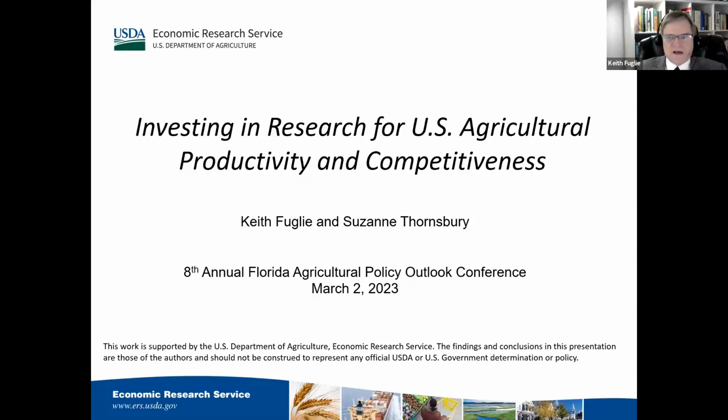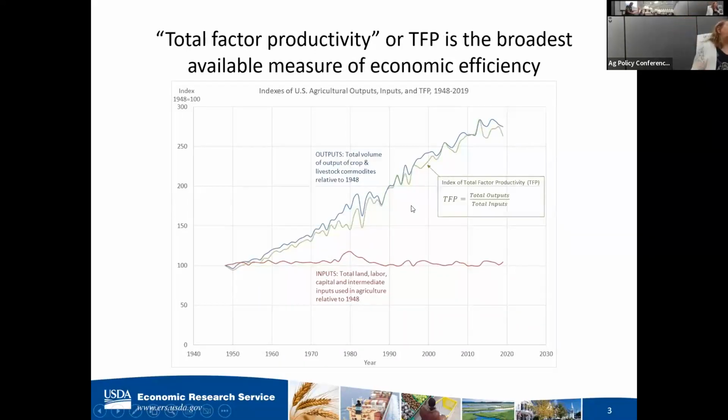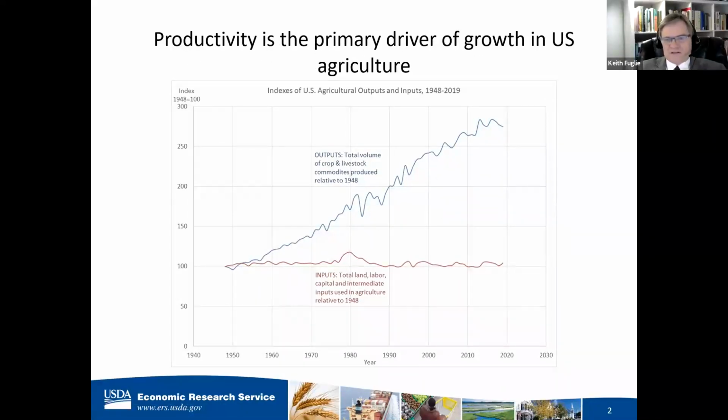So let's go to the next slide if we could. Next slide, please. Okay, thank you. What I show here is two indexes, one of the total volume of output of agricultural production relative to 1948. So that's where the index is set to 100, as well as the total volume of inputs used in agriculture, aggregating up land, labor, capital, and intermediate inputs like seed, feed, and fertilizer.